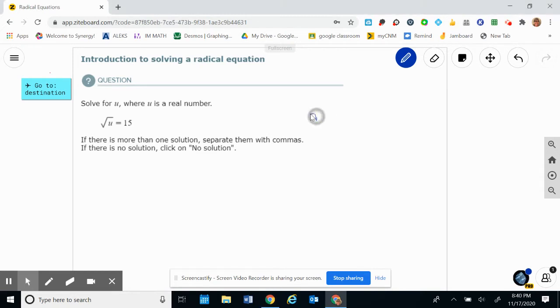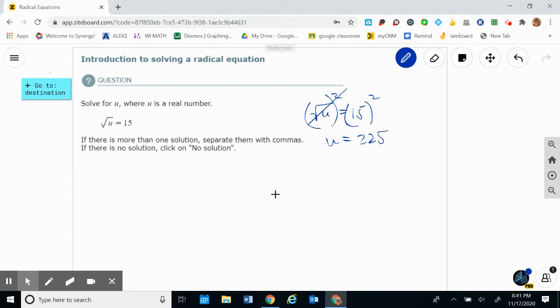To solve this, if you're just going to use math, is to undo what's being done. So to undo a square root, you would square it, right? Because these two cancel each other out and you just get u. And 15 squared is 225, and that is your answer. Just that simple. That's the simplest one. And a lot of you guys have actually done this one already.